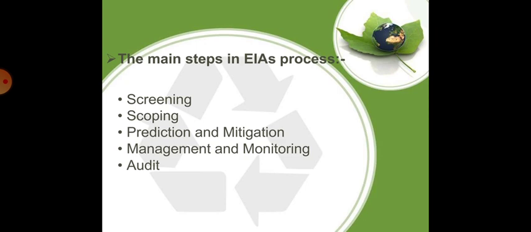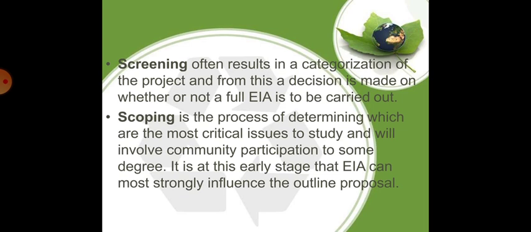The main steps in the EIA process are screening, scoping, prediction and mitigation, management and monitoring, and audit. So first we will discuss screening. Screening often results in categorization of the project, and from this a decision is made on whether or not a full EIA is to be carried out.